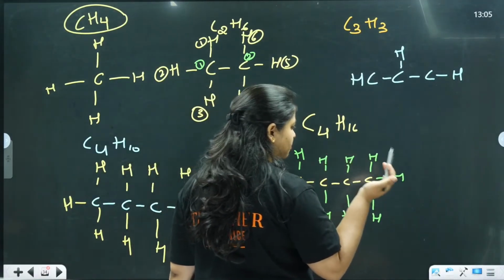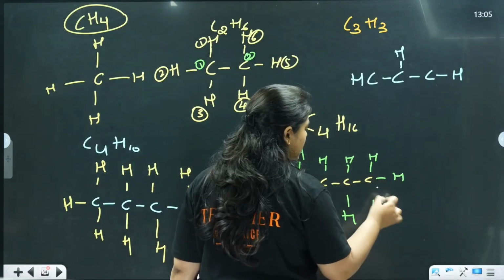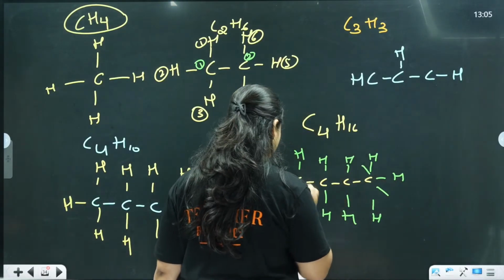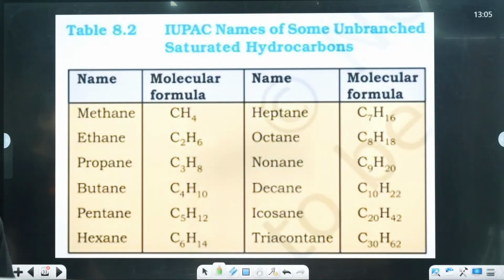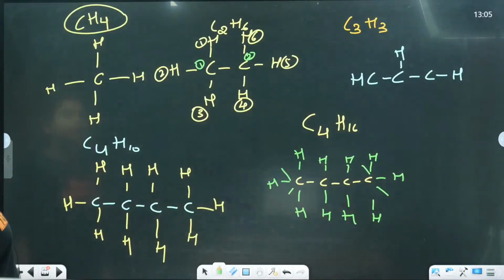So we need to add the carbons here. We can add them in this way. Clear? So in this way you people need to draw the structures.